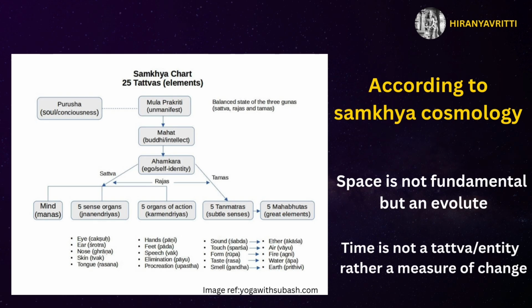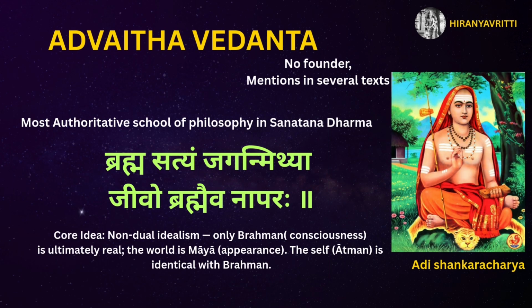Rajas, and Tamas. Advaita Vedanta is considered the most authoritative school of philosophy in Sanatana Dharma. Unlike some other systems, it doesn't have a single founder. Rather, its roots are spread across many ancient texts like the Upanishads, the Brahma Sutras, and the Bhagavad Gita. It was, however, systematically expounded and consolidated by Adi Shankaracharya in the 8th century CE.